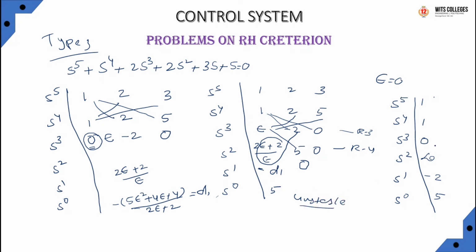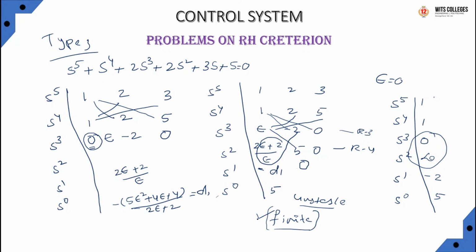Why? Because the first column elements consist of sign changes, zeros and infinite values. In order to define the stability of the system, we consider the finite values. We do not consider the infinite values. The system is said to be stable if bounded input gives bounded output within limited values, that is, finite values but not infinite values. Here this system is said to be an unstable system.